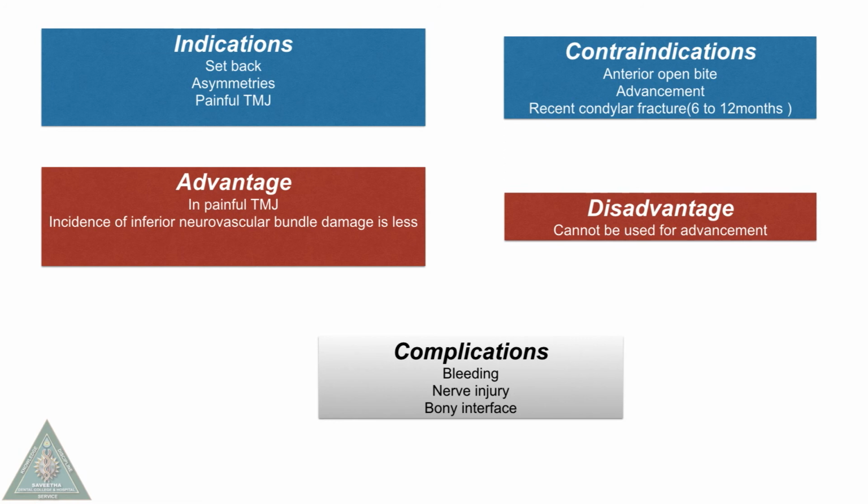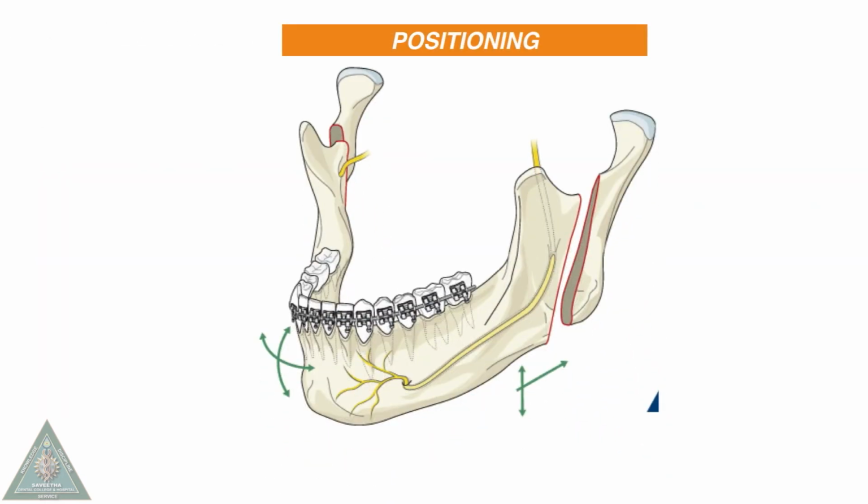The main advantage is that it is useful in painful TMJ conditions and the incidence of inferior neurovascular bundle damage is lesser. The only disadvantage is that it cannot be used for advancement. Complications are bleeding, nerve injury, and bony interference. Once the osteotomy is done, the segment can be moved upward, downward, and it can be rotated and moved backward.